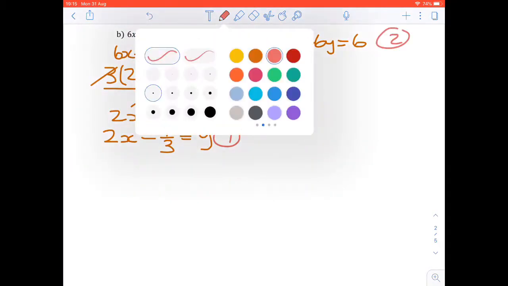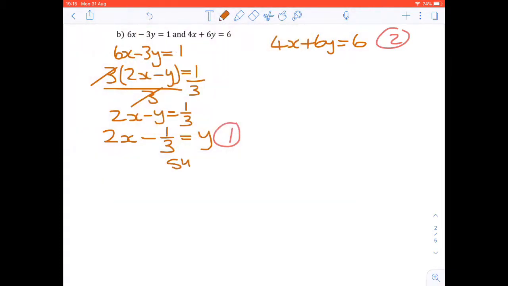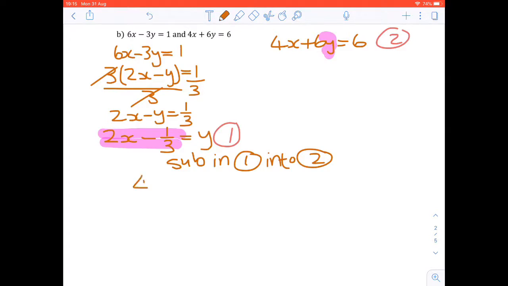So then we tell our marker what we're doing. Sub in 1 into 2. So it's important to lay it out nicely like this and tell your marker what you're doing. So this means wherever we see a y in the second equation, we're going to put in 2x minus a third. So 4x plus 6 times 2x minus a third equals 6.